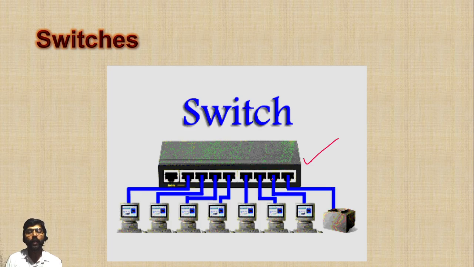If you want to connect different computers or network segments, we generally use a switch. These switches are more intelligent than hubs because they work on the data link layer, that is the second layer of the OSI model.